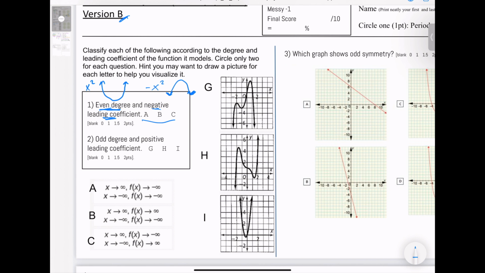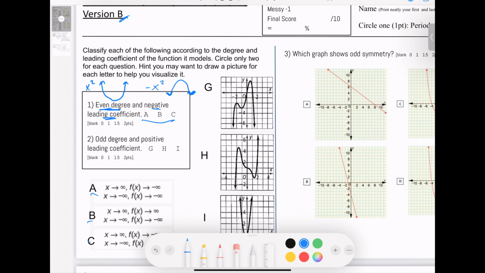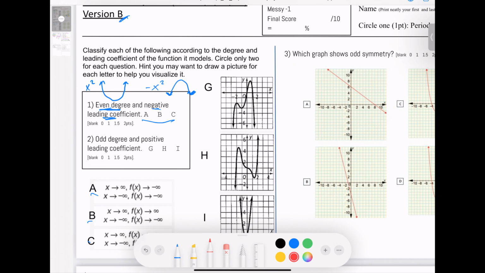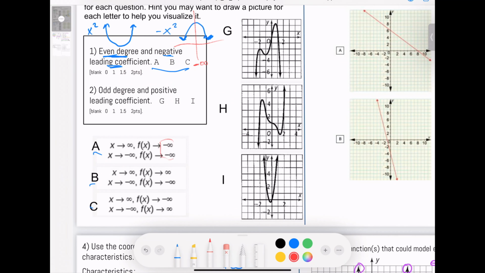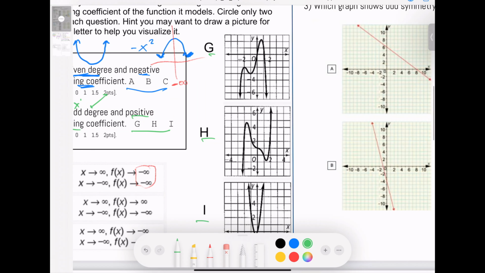I'm going to look for a graph on A, B, and C that does that. If you put a coordinate plane on that, just a quick sketch, you'll notice on the y-axis they're both facing down, which is both negative infinity. And the only one that has that is A. B has an odd degree, so x to the first is the easiest, and a positive, so it's going to stay there. So now I'm looking at choices G, H, and I. And the only one that has it in quadrants 1 and 3 is choice H. H is our answer.